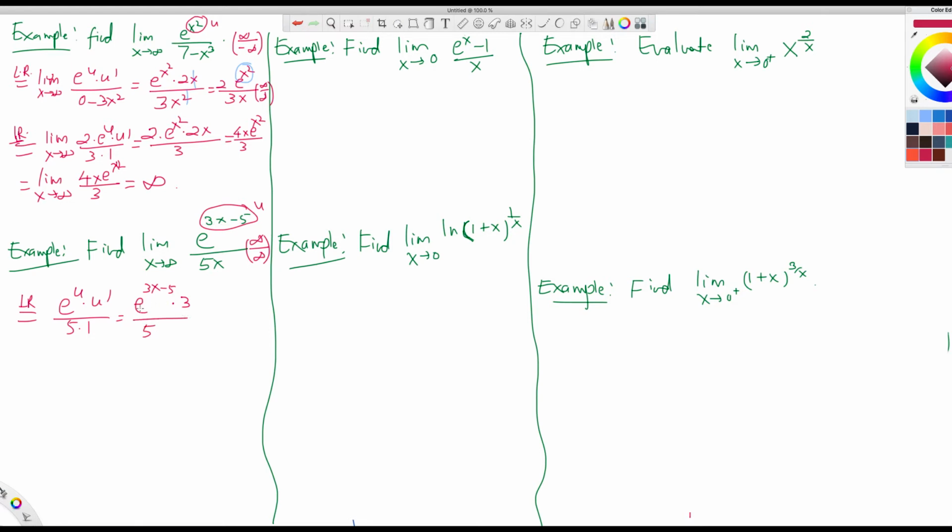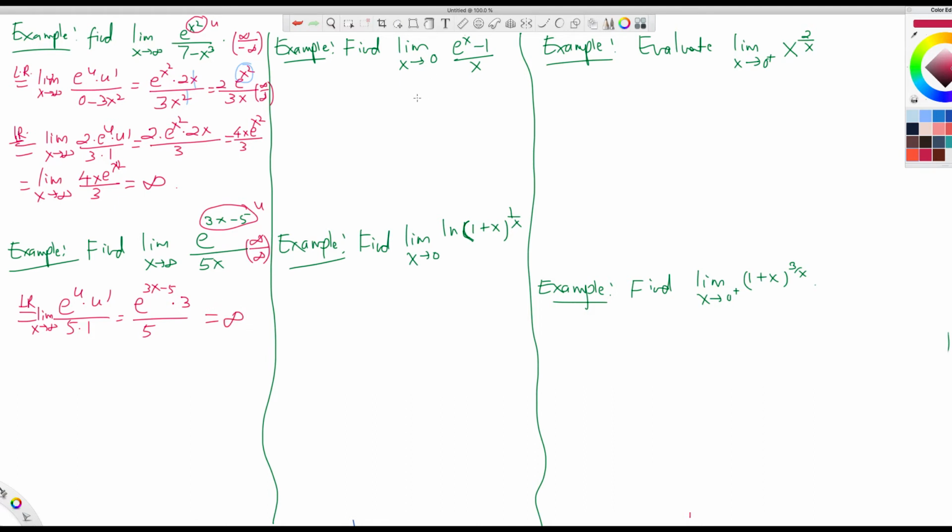Now take the limit. Oh, I forgot to write the limit here. Limit x tends to infinity. So what do you get? If you plug in the limit there, you will get e to the 3 times infinity, which is infinity, minus 5. If you subtract a small number from a huge number, that number is still huge. So I write still infinity when I plug in x tends to infinity, then multiply by 3, which is also infinity, over 5 is infinity. So basically the answer is infinity for this problem too.